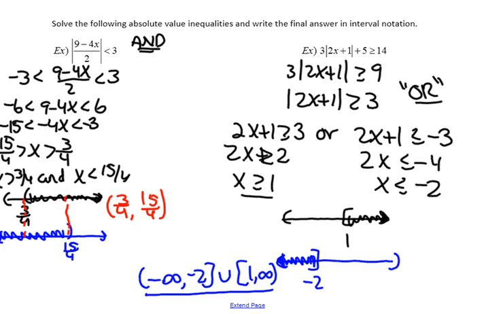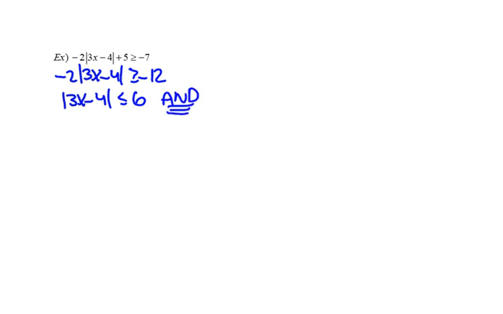Okay. The last problem I want to take a look at is this one here. Again, I want to get the absolute value bars by themselves. I'm going to subtract the 5. And I want to divide both sides by a -2. Now remember, when you divide by a negative, you must switch the inequality sign. Now, the absolute value bars are by themselves on this step here. It's less than or equal to. That is an and statement.